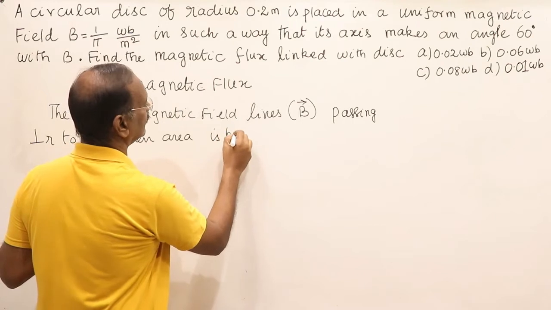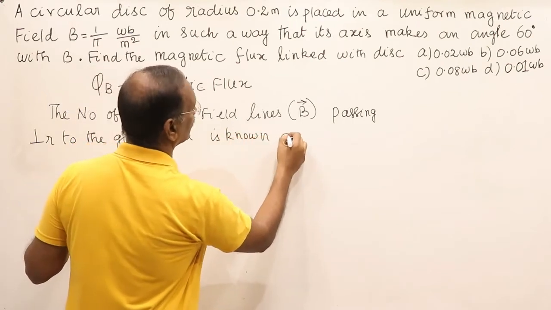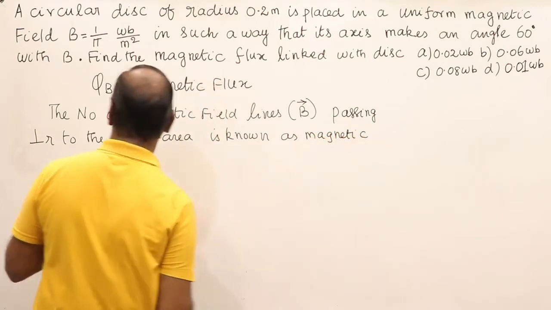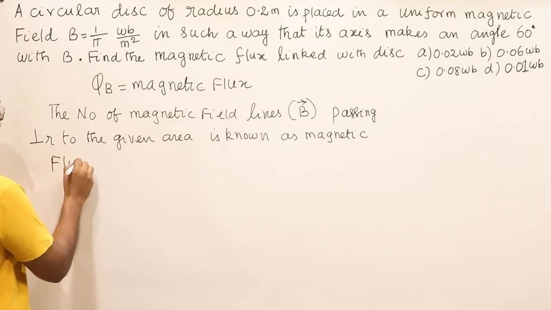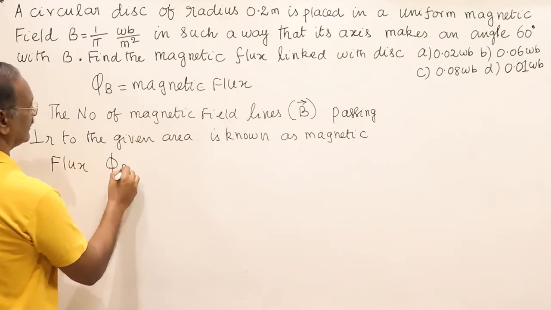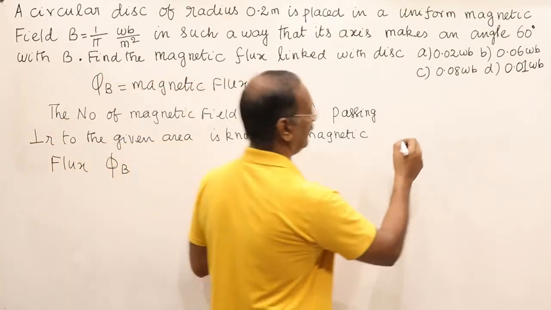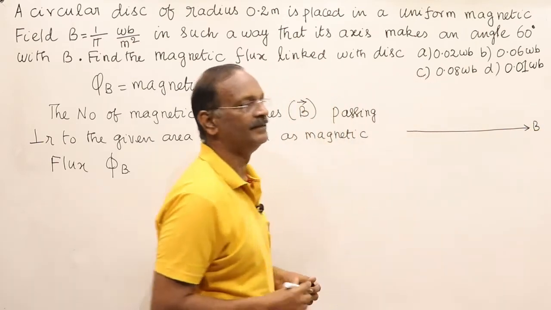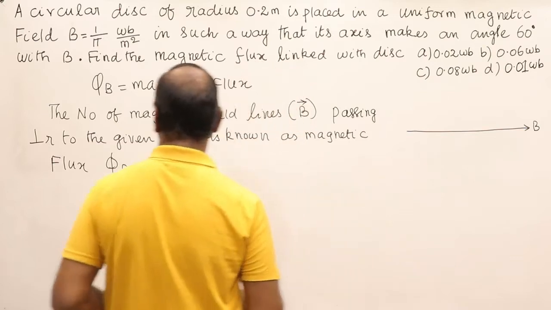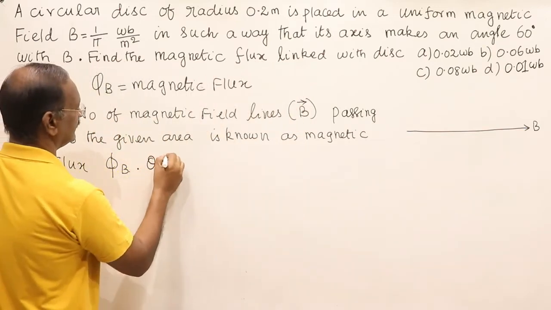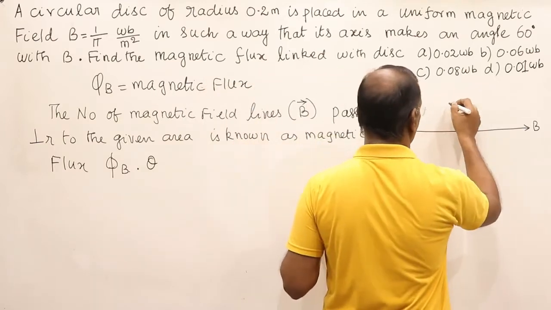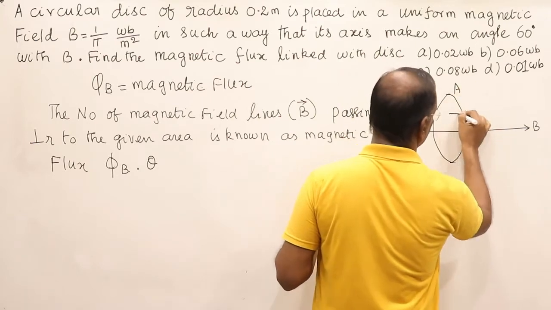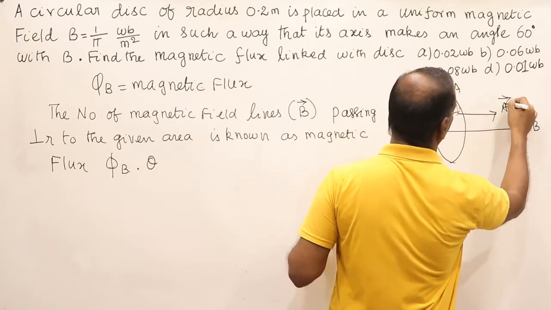Magnetic flux is denoted by phi magnetic. Suppose this is the magnetic field line, this is B, flowing like this, and this is the area, and this is the area vector. What is the area vector?